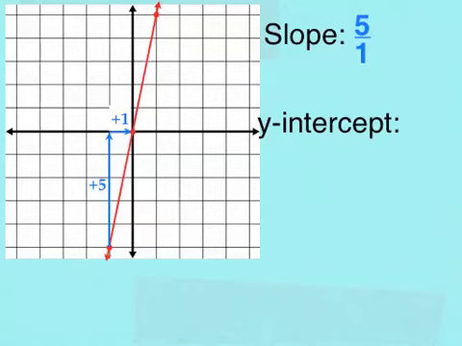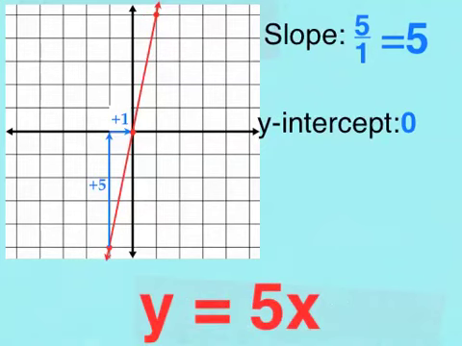Remember, if you can write your slope as a whole number, you do want to go ahead and do that. So if I have a slope of 5 over 1, that's the same as having a slope of 5. In this case, my y-intercept, the point where this line crosses the y-axis, is at 0. When I write this equation, I'm going to have y equals 5x, and I do not need to put plus 0 because adding 0 does not change the value of a number.